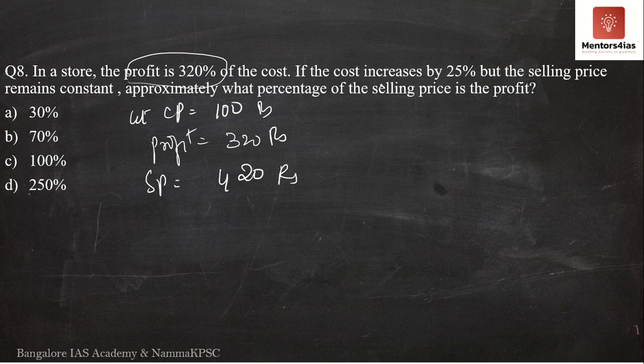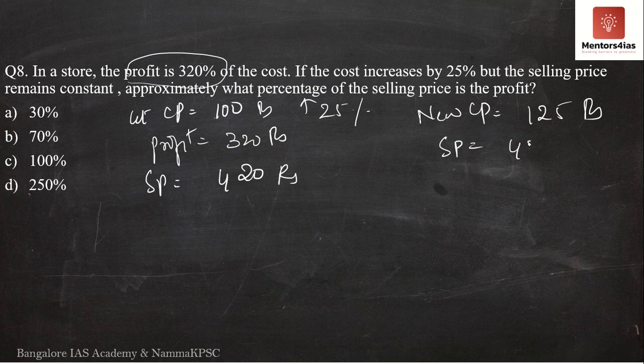Now, the question is saying if the cost price increases by 25%, but the selling price remains constant. So, if the cost price increases by 25%, what is the new cost price? New cost price is nothing but 125 rupees, correct? 100 increases by 25%, how much is it? Nothing but 125 rupees. Selling price remains the same, but cost price has changed.